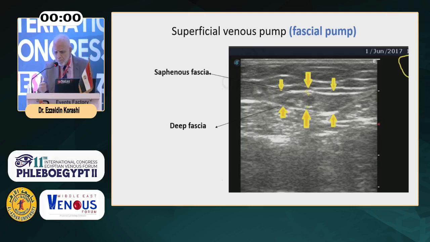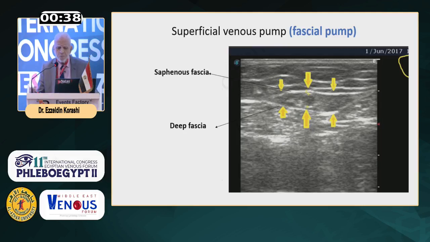Next is the fascial pump; some people call it a pump, some do not. To start with, I want to stress that everything I'm telling you is very controversial. Even some people deny the presence of this fascial pump. But all of us now are doing duplex ultrasound. You will find two nice layers of fascia, a very strong deep fascia and a thinner saphenous fascia, and the great saphenous vein is in between. They found that with walking, there is some movement of the superficial over the deep fascia.